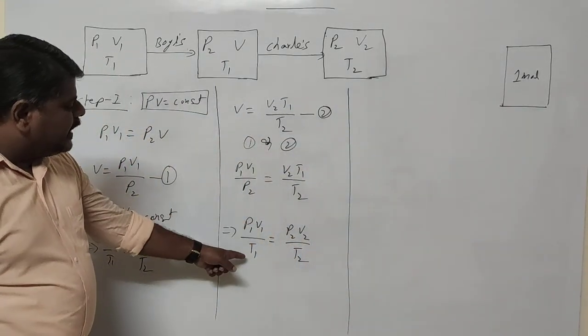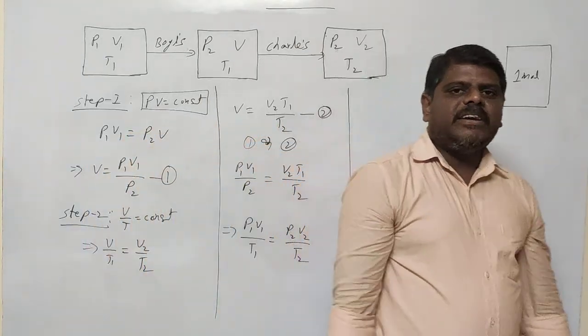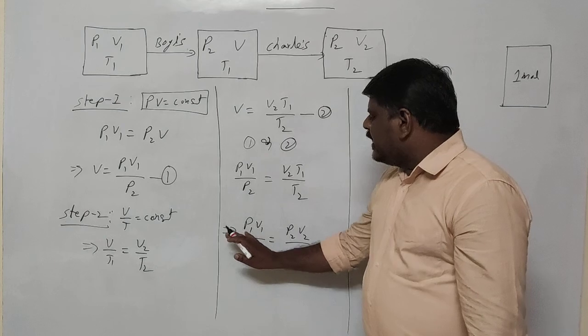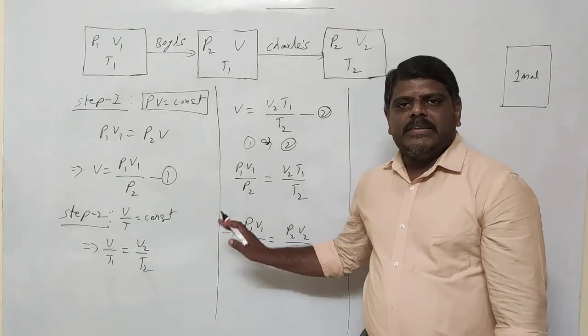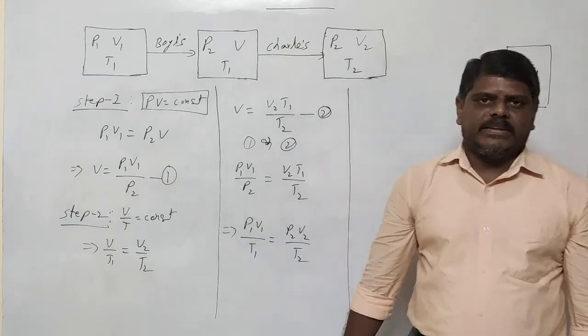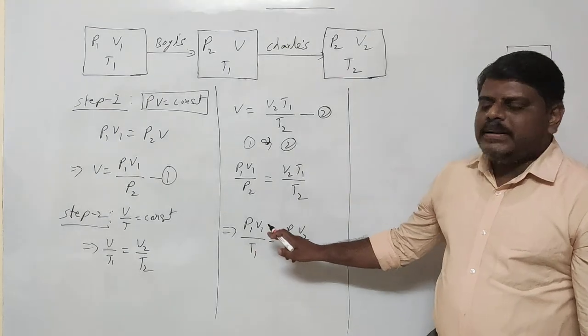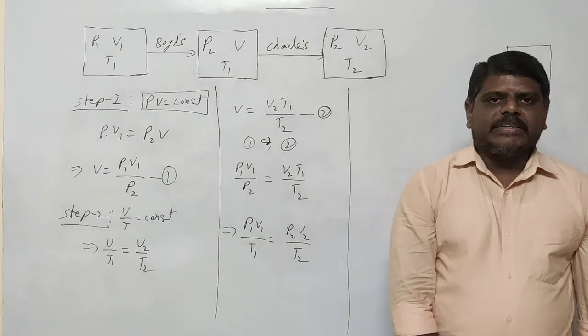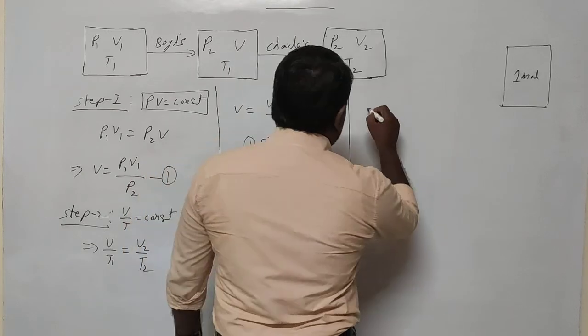If P1 V1 by T1 is equal to P2 V2 by T2, that means the left hand side is equal to the right hand side, so there is no change. If there is no change, then what does that mean? This value is equal to a constant. If this value is going to be constant, what can I write?